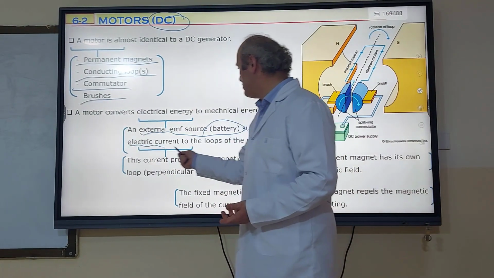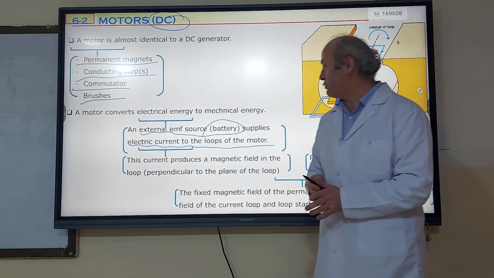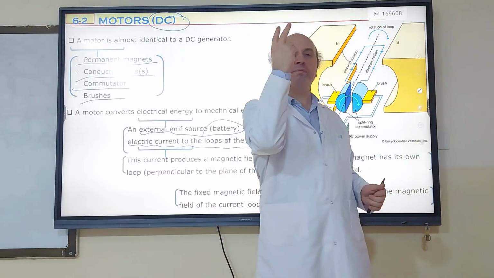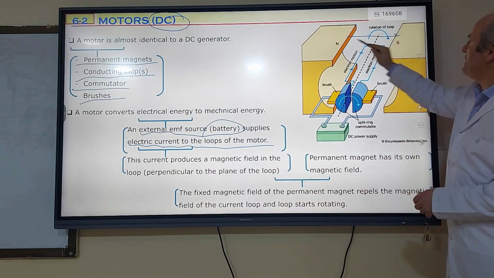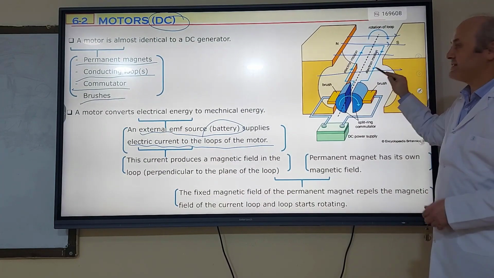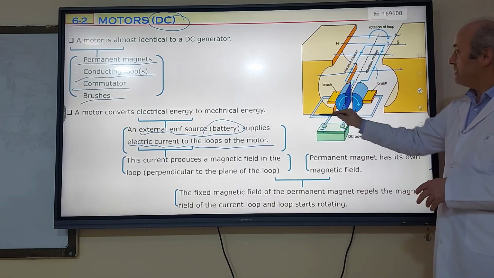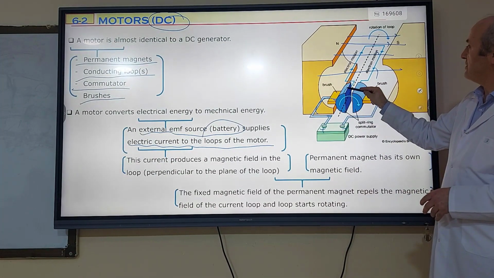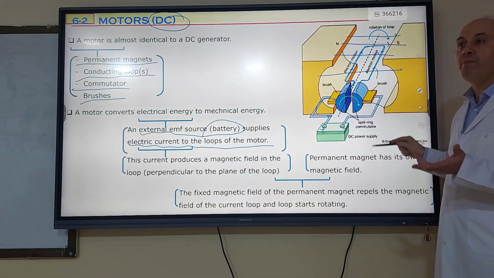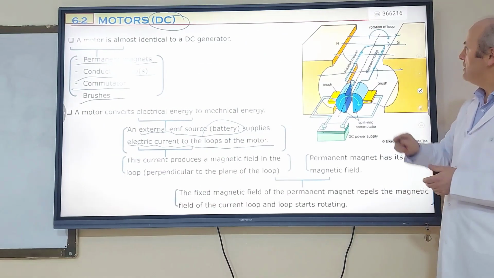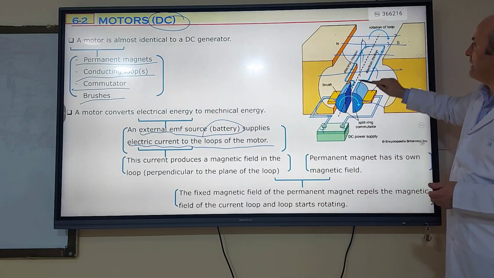External battery provides electric current to the loops of the motor. So then there will be two magnetic fields. One magnetic field already exists, which is the permanent magnetic field of the magnet. The second magnetic field arises as electric current is provided by this battery, by means of the brush and the commutator and through the loop. Of course this loop produces its own magnetic field. There will be two magnetic fields. One of them is the magnet's magnetic field, the other one is the coil's magnetic field.